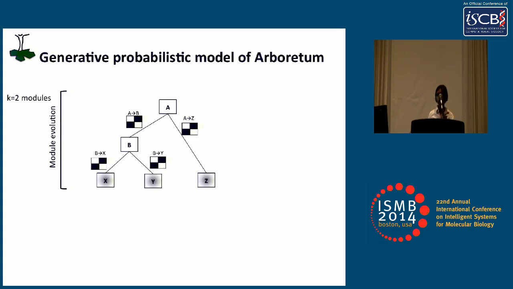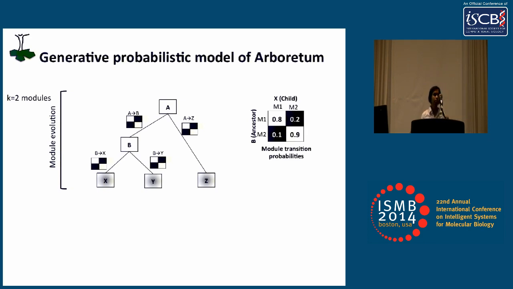The module evolution is captured by what we call transition matrices. These are conditional probability distribution matrices, which capture the probability with which a gene in a species maintains its module assignment or switches its module assignment from its ancestral species. We have this for every branch in the tree, and then at the root node we have an initial probability distribution of how likely a particular module was.